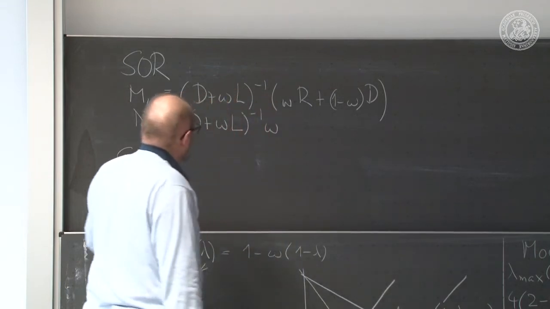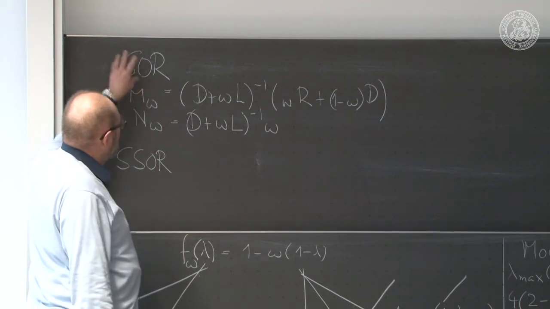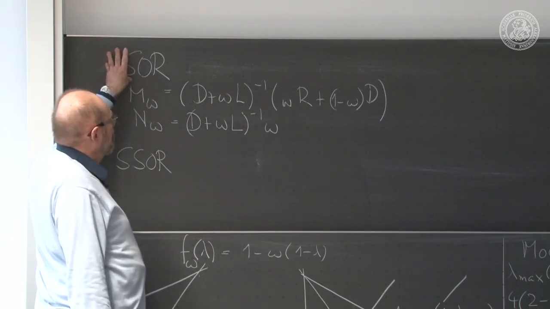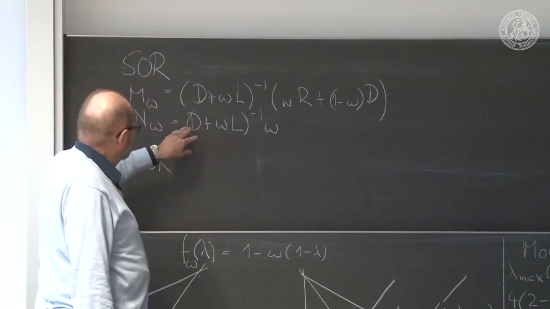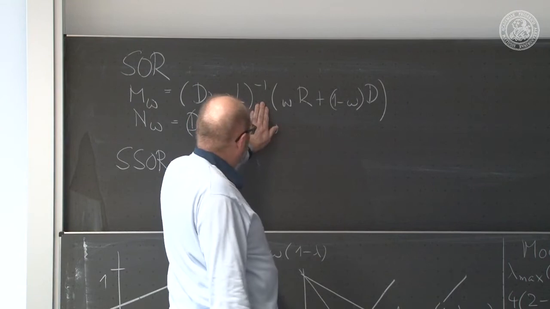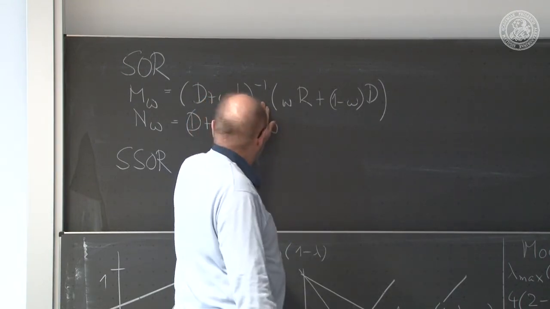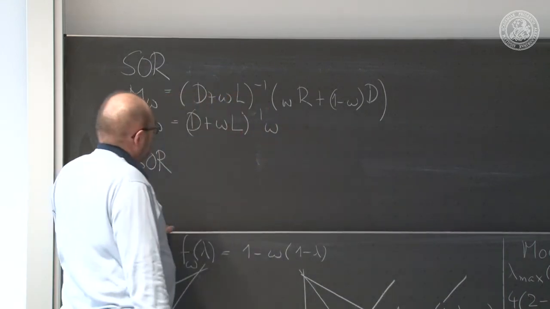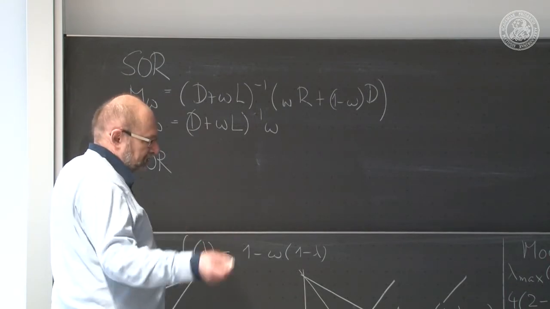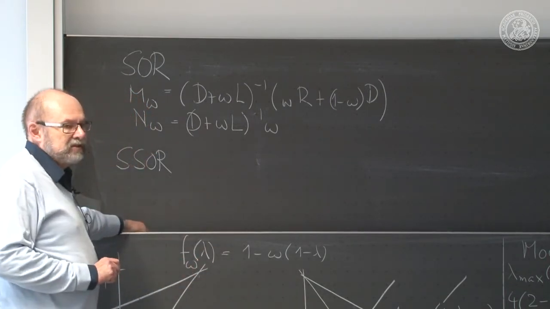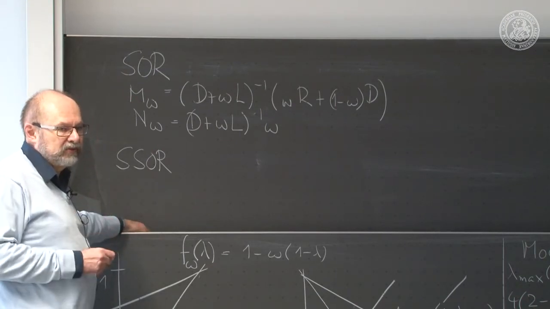In the SSOR, you do the following. What you do in the SOR, you solve a set of equations where you have this matrix times 1 over omega as the system matrix for this system to be solved. Of course, this means that the numbering of the iterates, the numbering of the components, plays a role, as it already played a role with the Gauss-Seidel method.